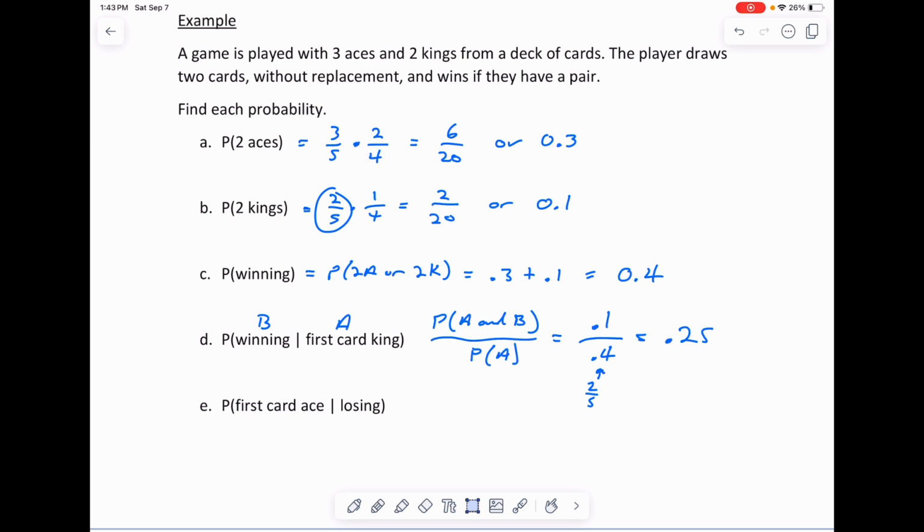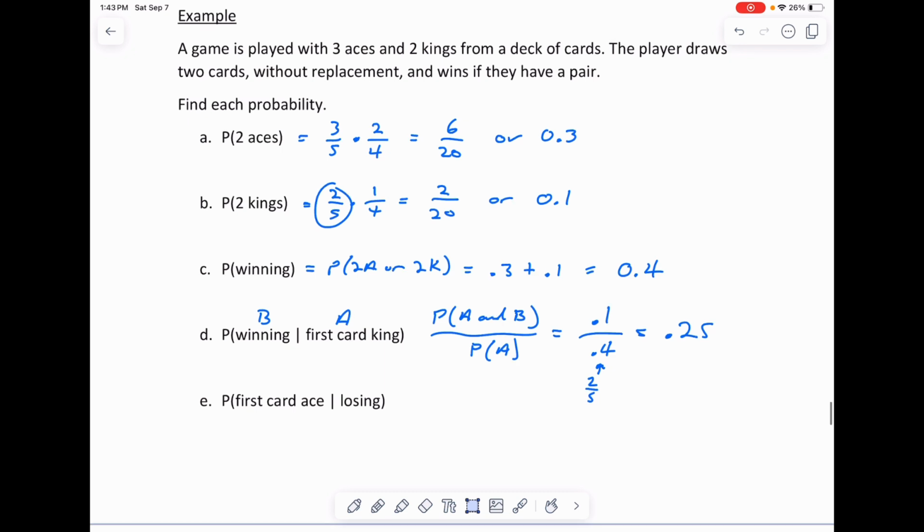So the last one is finding the probability of the first card being an ace, given that we lost. So again, if I think of first card ace as B and losing as A, the probability of drawing an ace and losing, we actually find in part A. It's actually the same probability, because if you think about what it would mean to draw an ace and lose, drawing an ace has a 3/5 probability on the first draw. In order to lose, that second card would have to be a king. Well, there's 2 kings left out of the 4 cards remaining, which is exactly what we did in part A when we found 2 aces. So those probabilities are the same.